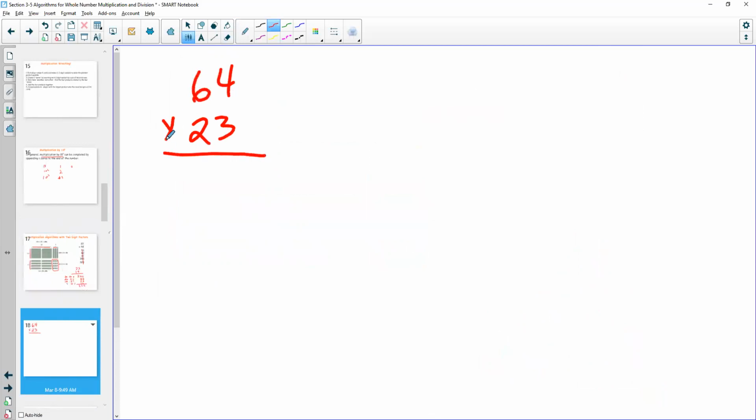So take a pause and see if you can do it. All right, so I'm going to go through my parts. That 6 stands for 60. I'm going to do 60 times 20. 60 times 20 I know is 1,200. All right, and then I'm going to use my 60 again times 3. That's the other part of 23, right? That makes 180. All right, now I'm going to use my 4.